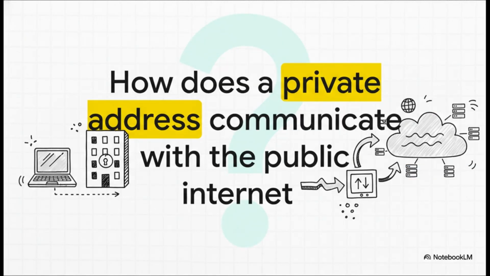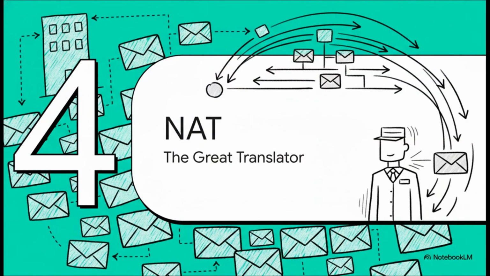Which, of course, leads to a pretty logical question. If my laptop only has a private apartment number that the outside internet doesn't even recognize, how does it get information from the web? How does data find its way from that main street address to my specific device? The answer is a brilliant piece of tech that acts like your building's digital mailroom, or maybe a concierge. It's called Network Address Translation, or just NAT for short.